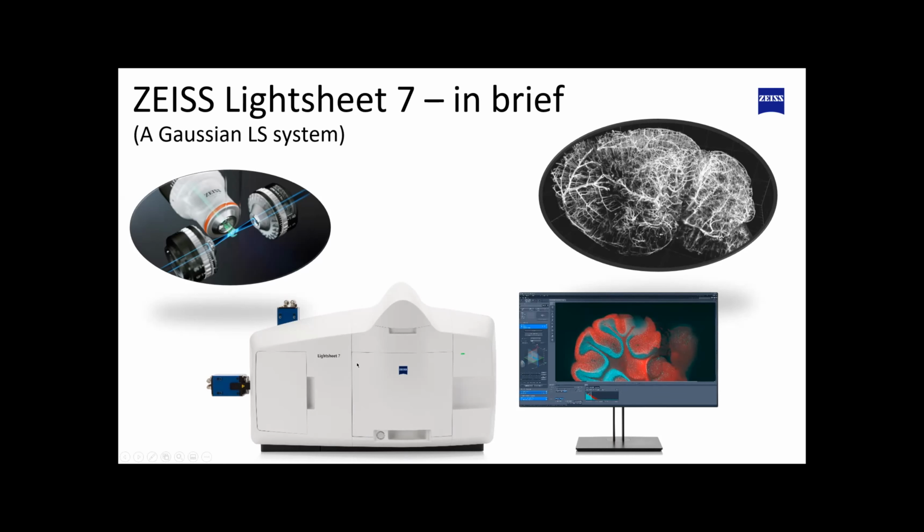I start out with this. There's a system like this on the UBC campus, and we have heard from other users around the country that this system is being used for a lot of the large volume imaging. So let's start out with this. The Light Sheet 7 is our brand name for this, maybe not very imaginative, but here you go. So this is our Gaussian light sheet system.